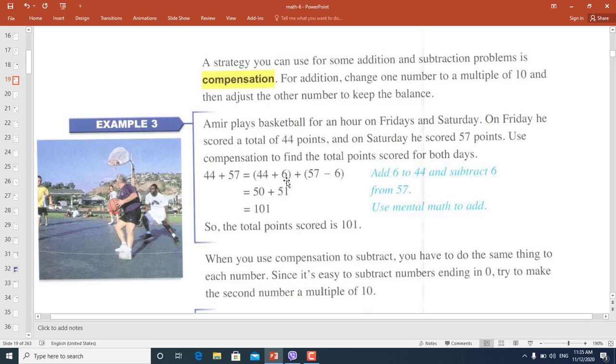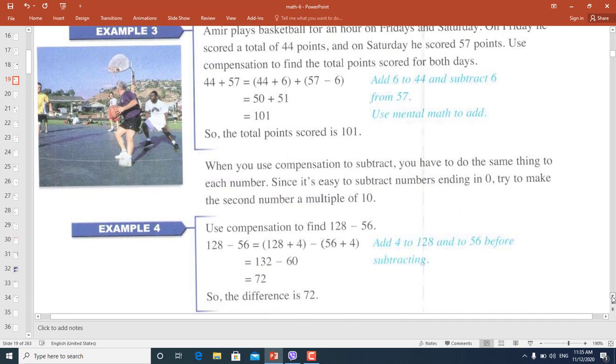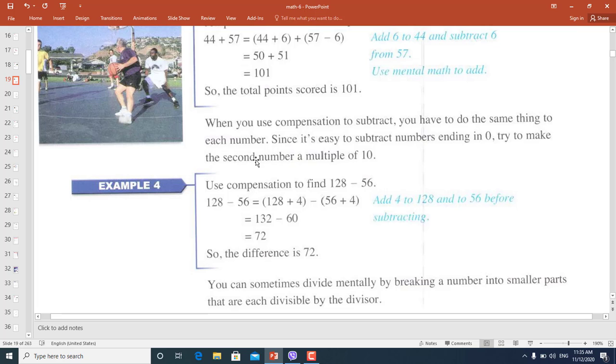After that we will solve this number in parentheses. 44 plus 6 is 50, and 57 minus 6 is 51, and 50 plus 51 is 101. Also example 4 is about compensation, but this time it is subtraction. So from example 4, we also make a number a multiple of 10.